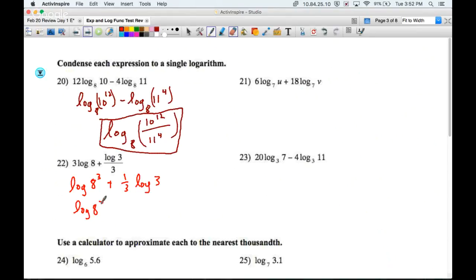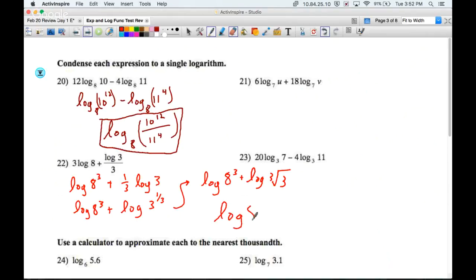Now this can become log of 3 to the power of 1/3, which can become log to the cubed root of 3. I know these are being added, so we'll just do log of 8 to the 3rd cubed root of 3. Call that good.